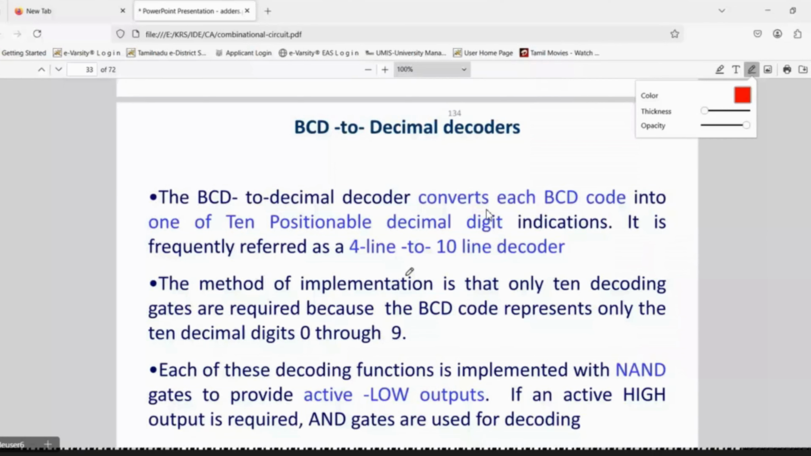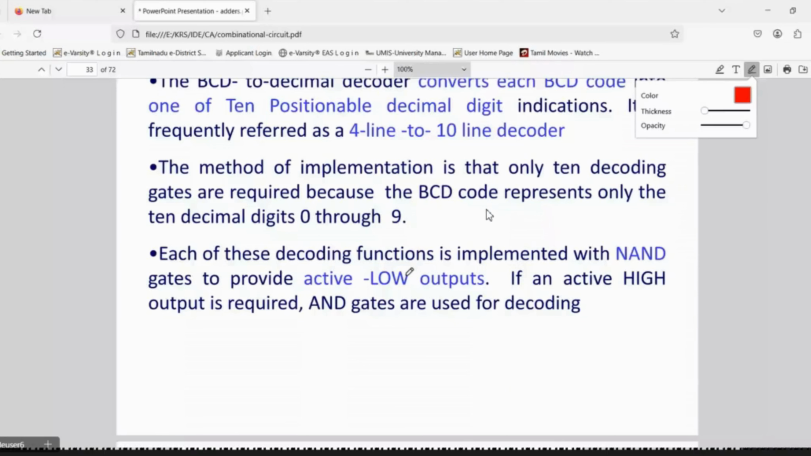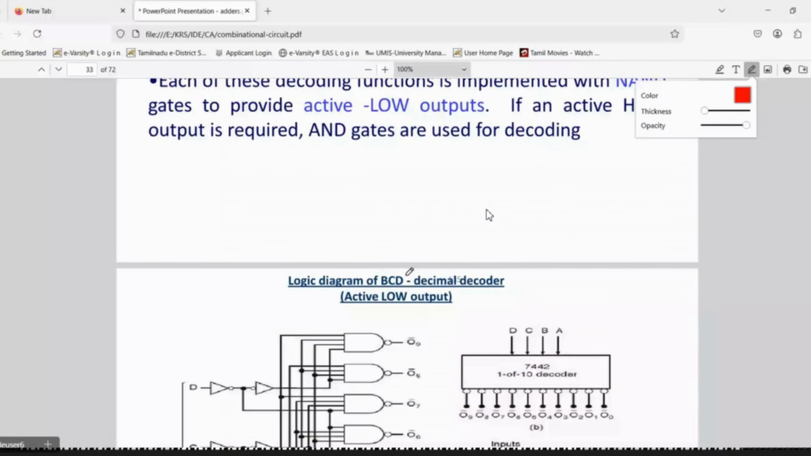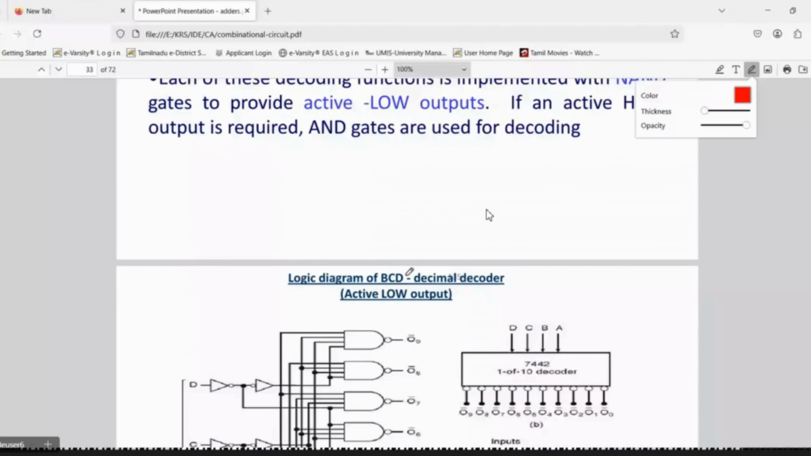The method of implementation is that only 10 decoding gates are required because the BCD code represents only 10 decimal digits, 0 through 9. Each of these decoding functions is implemented with NAND gates to provide active low outputs. If active high outputs are required, AND gates are used for decoding. So for low level outputs we can use NAND gates, and for high level outputs we can use AND gates. These are low level outputs.